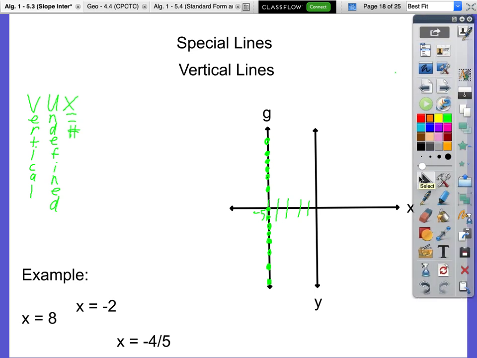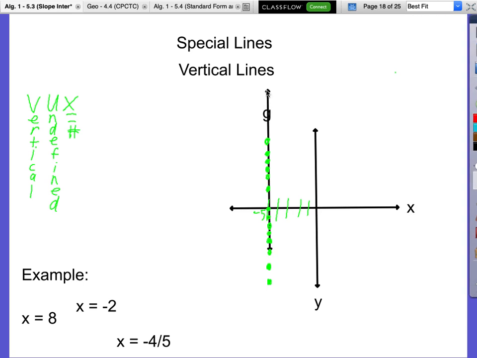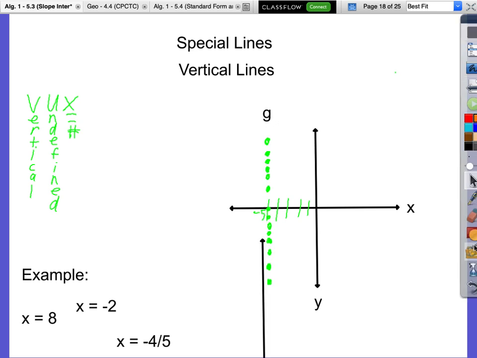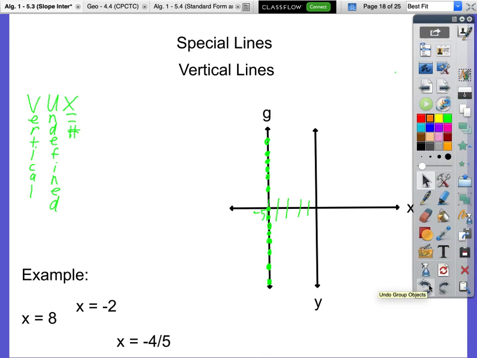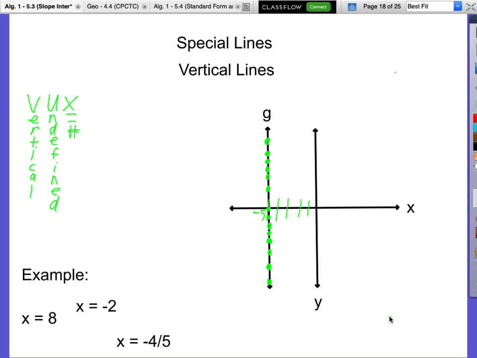Here, is that better? No. What about now? Is that better? That's better. Yeah. Make it crooked to the side. Do it. Do it. Do you want me to write it down? Do it.